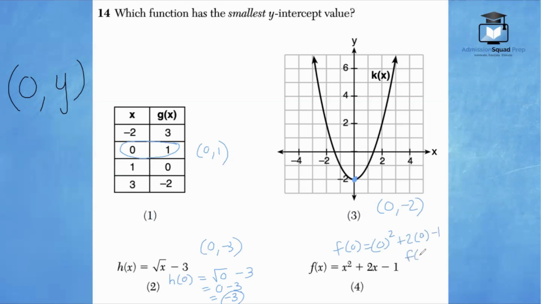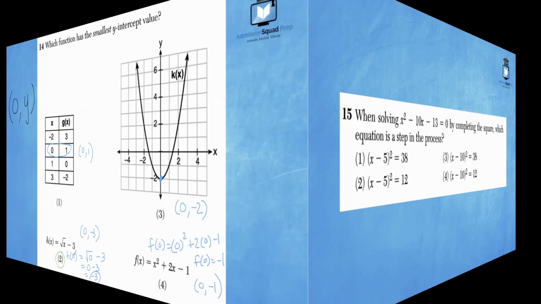So f of 0 equals negative 1. So the y-intercept is 0, negative 1. Out of all of these y-intercept values, the smallest number here is negative 3. So choice 2 is the correct answer.